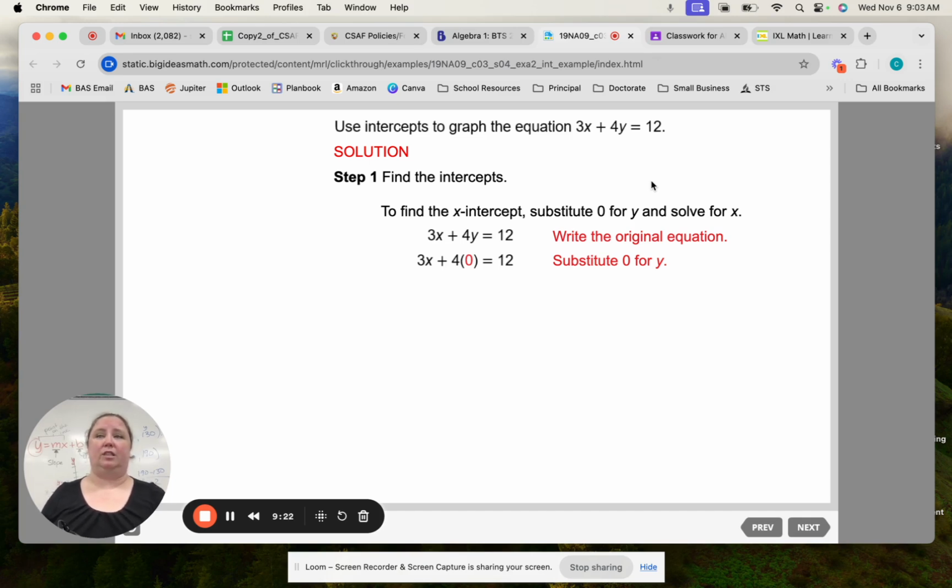So it effectively just gets rid of that. So then I have 3x equals 12. How do I get x by itself? Divide by 3. 12 divided by 3 is 4.